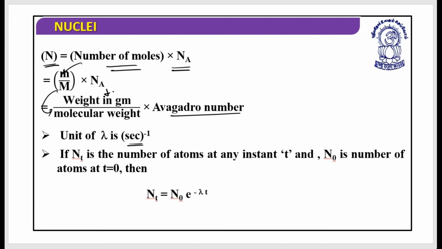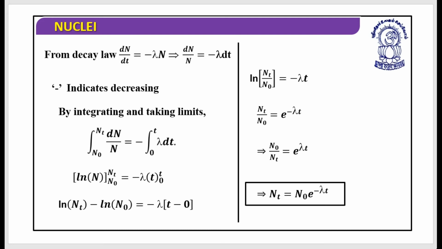The unit of λ is second inverse. If N_t is the number of atoms at any instant t, and N_0 is the number of atoms at t = 0, then N(t) = N_0 e^(-λt). From the decay law we have dN/dt = -λN, which can be written as dN/N = -λ dt, and this negative sign indicates that the total number of active nuclei remaining in the sample keeps on decreasing.